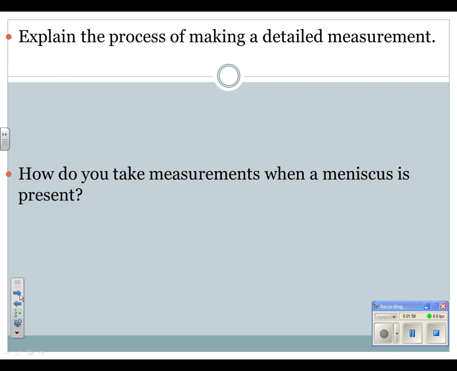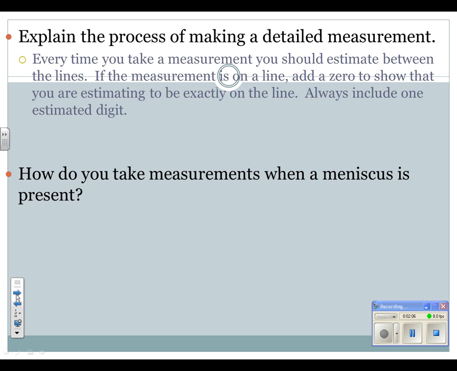So, when we're taking those glasswares, we're going to be asked to do a lot of measurements with those glasswares, both in labs and on tests and in everyday life. So when you're doing a measurement, you always estimate between the lines. If the measurement is on the line, you must add a 0 to show that you're estimating to be exactly on the line. You always include one estimated digit, so go as accurate and as precise as you can, and then estimate the final number, including that 0.